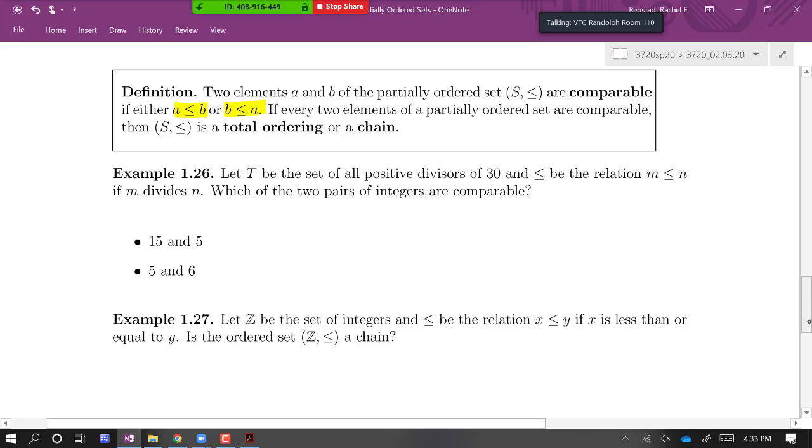For example, if I have a set that's just all the positive divisors of 30, and we're going to define this partial ordering, which again we're just going to denote with a less than or equal to sign, and we say that M is related to N if M divides N. And M divides N means M is a factor of N. We're going to figure out which pairs are comparable. So 15 and 5, they're in the set because they're two positive divisors of 30. Are they comparable, and how do we know?